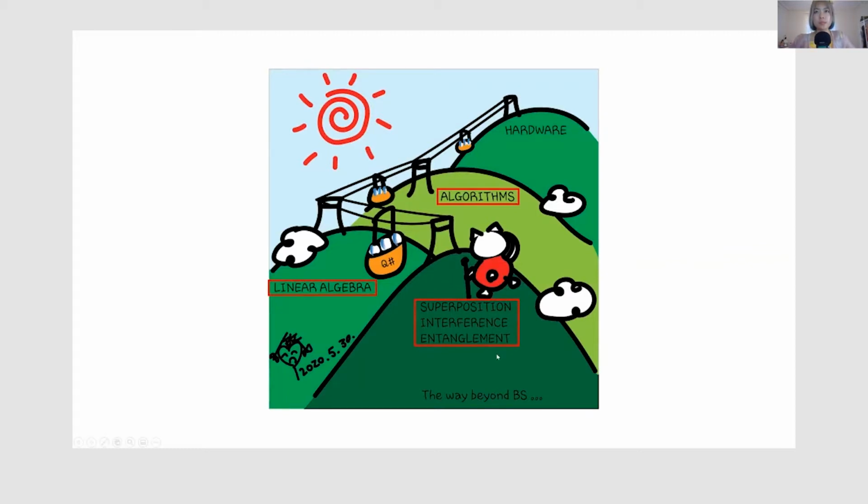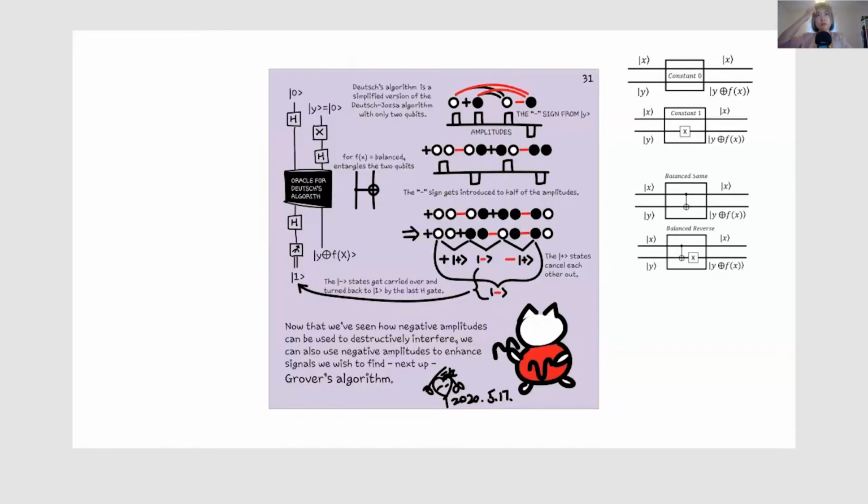So if we put entanglement and interference into the same algorithm and use all of these behaviors from quantum computing, that can be very interesting and powerful. So today we are going to look into a particular algorithm called Grover's algorithm. Before that, I have this reminder here.